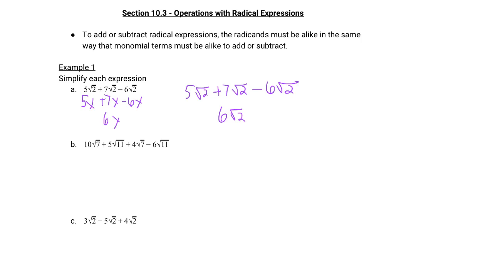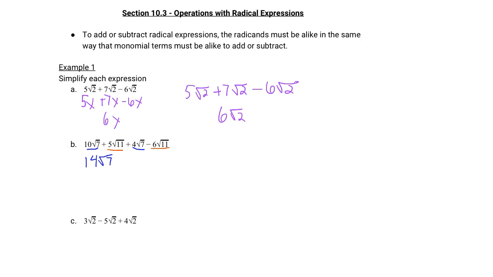Let's try this next one. I've got 10 square root of 7, and then another square root of 7, 5 square root of 11, and negative 6 square root of 11. So we're going to put the things together that have the like radicals. So 10 plus 4 is 14 square root of 7. Next thing we need to look at is, can we simplify the square root of 7? Square root of 7 is a prime number. We cannot multiply it by anything but 1 and itself. So that's as good as it gets.